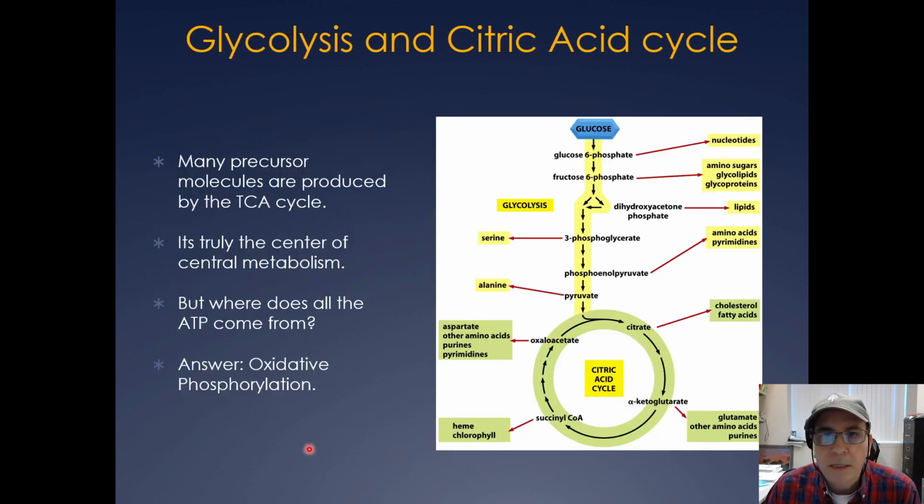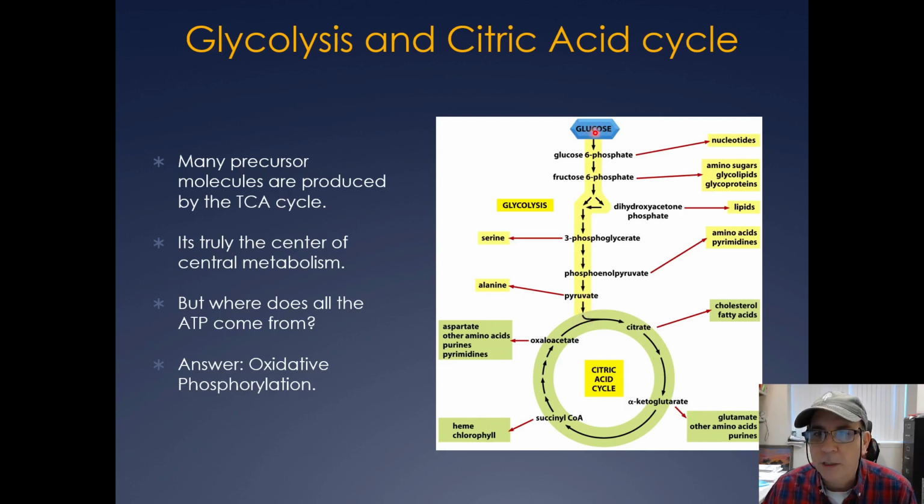And so here's basically glycolysis and the citric acid cycle, sort of from a 10,000-foot view. You get glucose, and the glucose goes to glucose 6-phosphate, down to fructose 6-phosphate, and down finally to pyruvate, and then to acetyl coenzyme A, and then it enters the citric acid cycle.